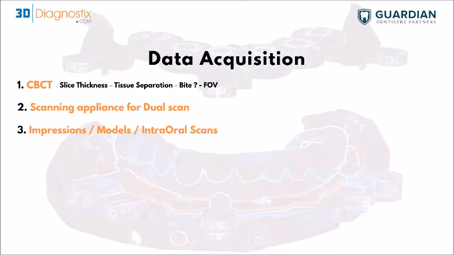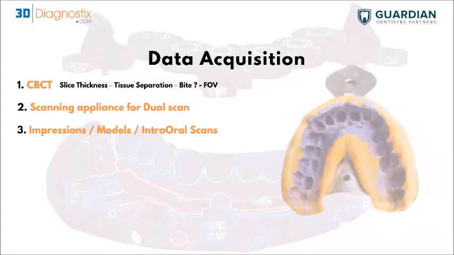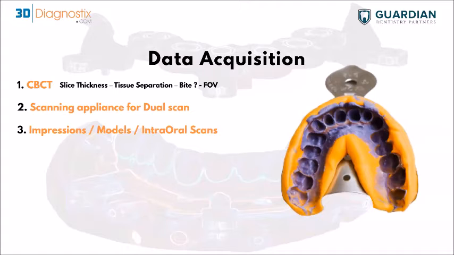Number 3 would be the impressions, models, or intraoral scan. We work with PVS impressions, and we recommend sending either a putty with a wash PVS impression. Remember the best orthodontic impression you took and try to replicate that, going high enough in the vestibule and also covering all the dentition and the arch of interest.